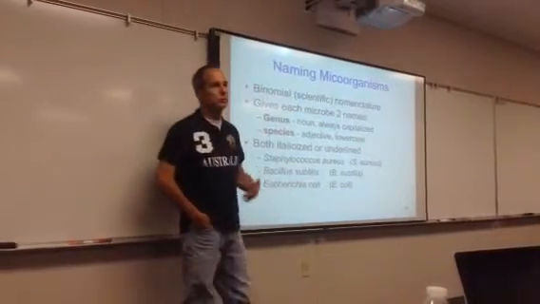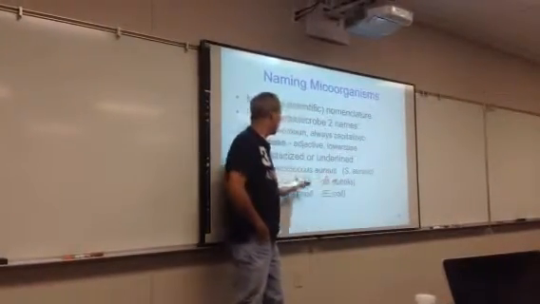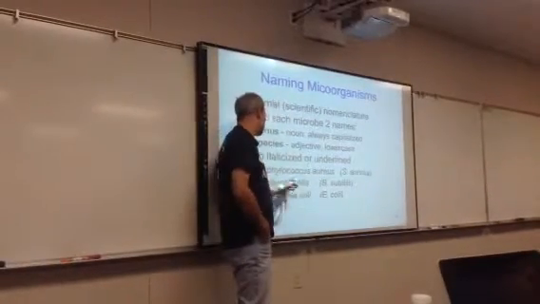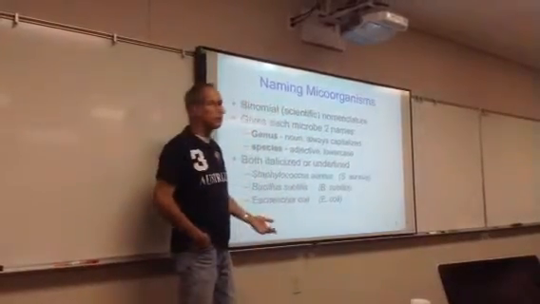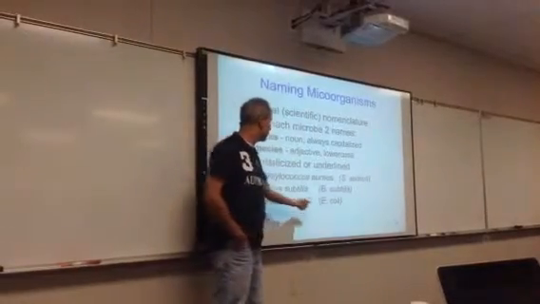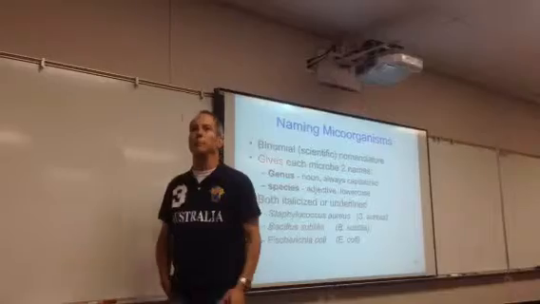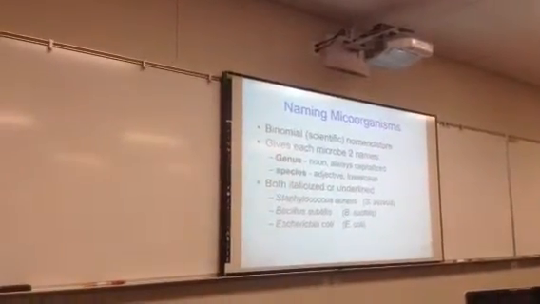So here are some examples of genus and species, like Staphylococcus aureus. That's the genus, that's the species. Bacillus subtilis, genus and species. You guys are used to saying E. coli, for instance. That's an abbreviation for Escherichia coli. Again, this is the genus, this is the species. So this is how we typically put all of the bacterium together with all the genuses and species.